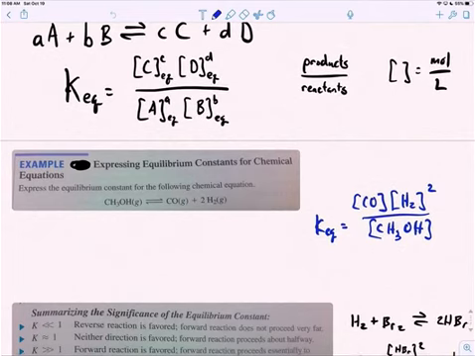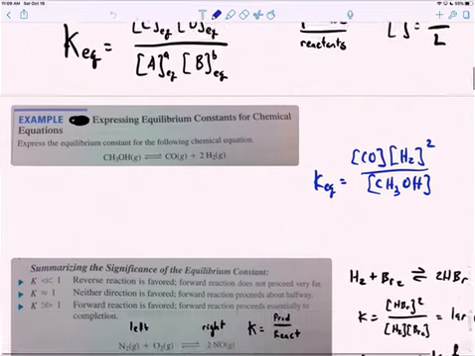Express the equilibrium constant for the following reaction: methanol breaking apart into synthesis gas, carbon monoxide and two hydrogens. It's products over reactants: carbon monoxide times hydrogen squared, because of the 2 in front of it, over the reactant, methanol. That is the equilibrium constant.